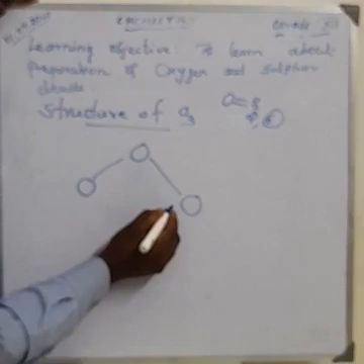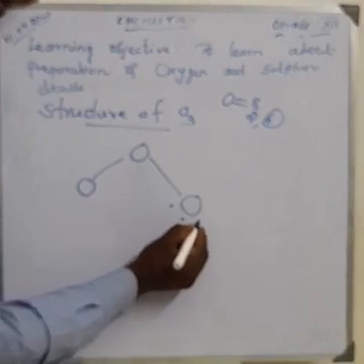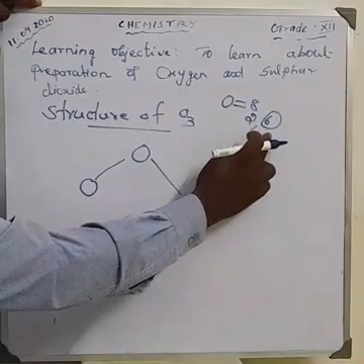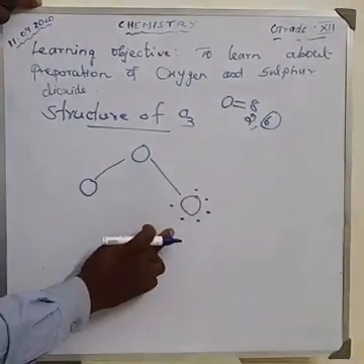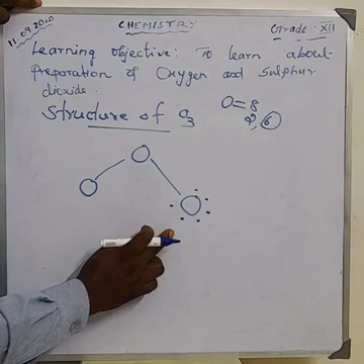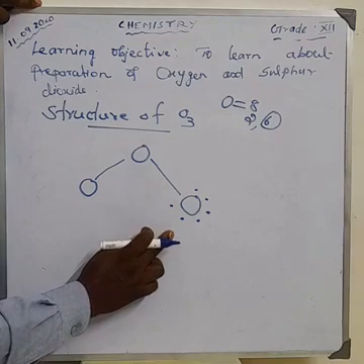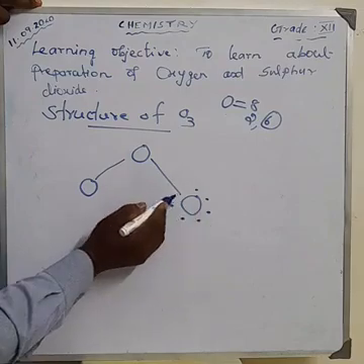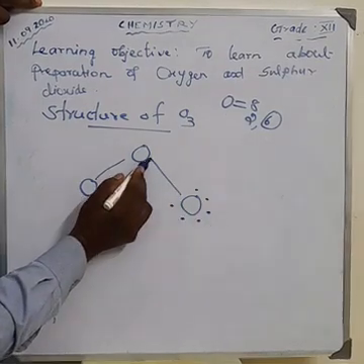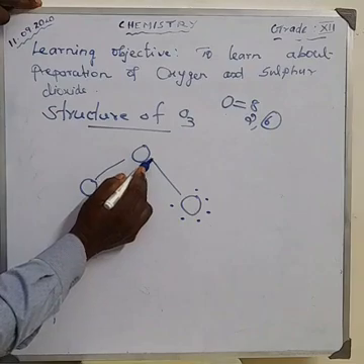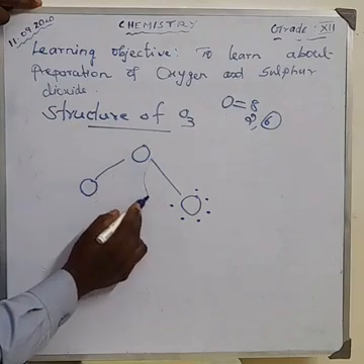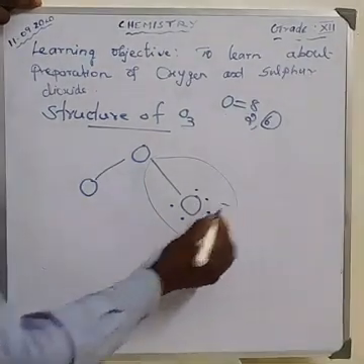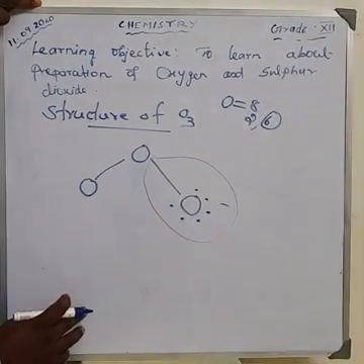First 1, 2, 3, 4, 5, 6. 6 is the number of outermost electrons for oxygen. To attain the inert gas configuration, it needs 8 electrons. So we can include 7, 8. This one is over, and it acquires a negative charge. Next step, next oxygen.